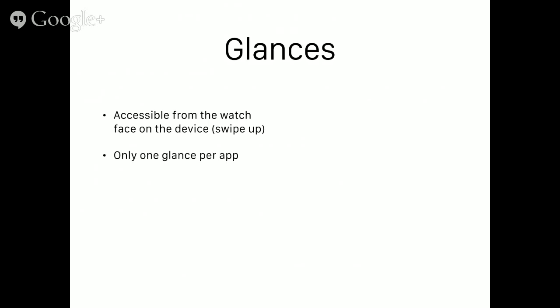So a glance. If you're on the watch face and you swipe up, you go to a list of glances. Every app can have at most one glance, so be sure to pick the best information to show on it. So your user is checking their watch and they want to check the most important thing in your app. If you are working for an airline, your next boarding pass would be a good thing to show on this screen, or your next event or your next to-do item, right? The thing they care most about for your app.